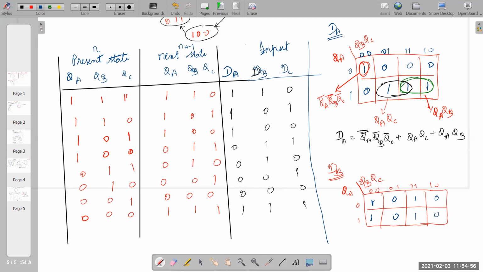Okay, so I have to go for grouping. Likewise I can group, and this also I can group like this. So this corresponds to DB is equal to QB bar QC bar plus QB QC.